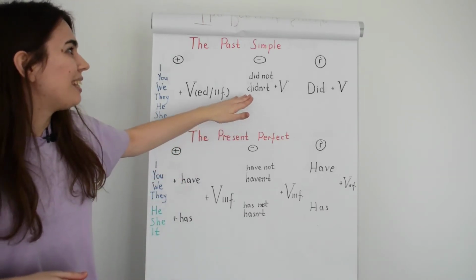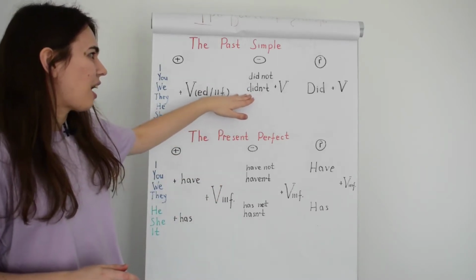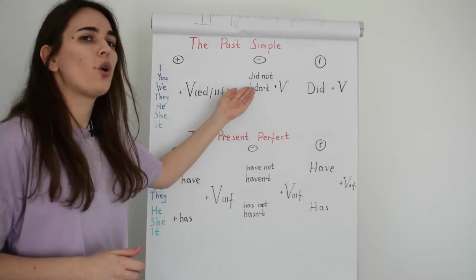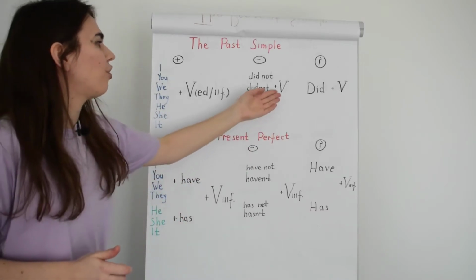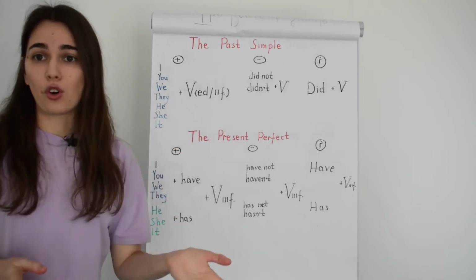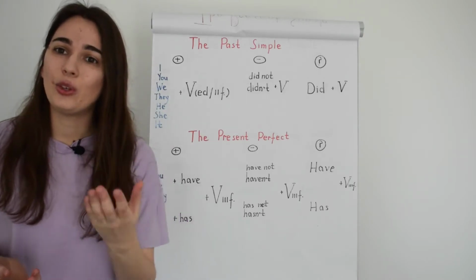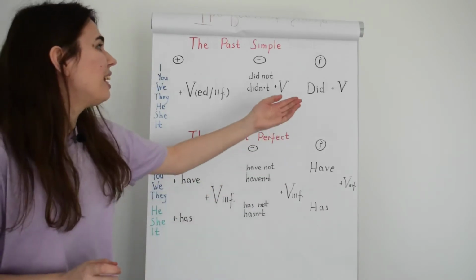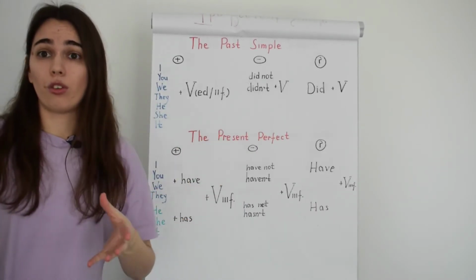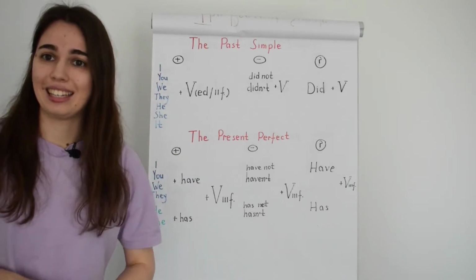So, I didn't go to the restaurant yesterday. In order to form the negative sentence, we need to use did not or didn't, the short form, plus the verb without ed, just the first form of the verb. So, I didn't go to the restaurant. And, did you go to the restaurant yesterday? In order to ask questions, we need to use did plus the verb again, for all of the pronouns: I, you, we, they, he, she, it.